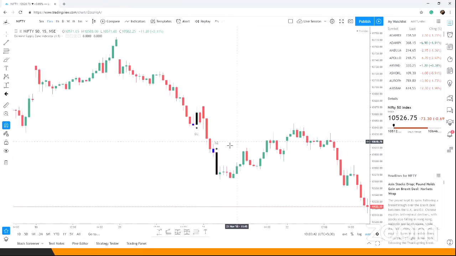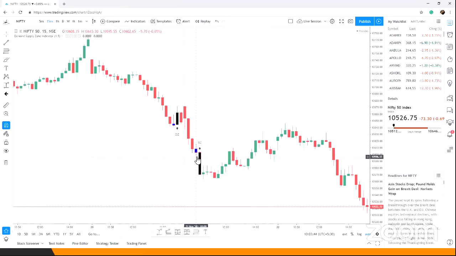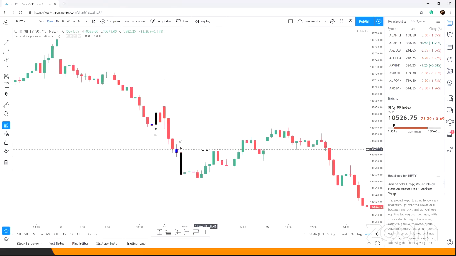Now, first thing, what is demand? What is supply? These are the potential areas on the chart where we believe there can be unfilled orders. Demand means there can be unfilled buy orders. Supply means there can be unfilled sell orders. So what are we expecting?